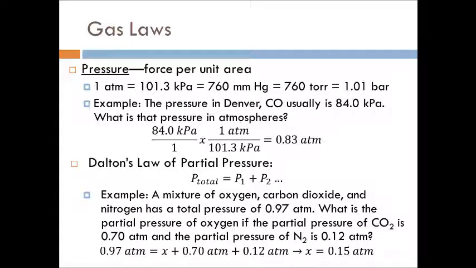All right, so here's an example. The pressure in Denver, Colorado usually is 84 kilopascals. What is that pressure in atmospheres? This is a simple unit conversion. We start with 84 kilopascals. We want our kilopascals to cancel, so we're going to put kilopascals on the bottom. If we look at the relationship up there, we see that 1 atmosphere equals 101.3 kPa. So we're going to put 101.3 kPa on the bottom, and 1 atmosphere on top, because that's what we want. And then we're going to divide the two, and we end up with an answer of 0.83.